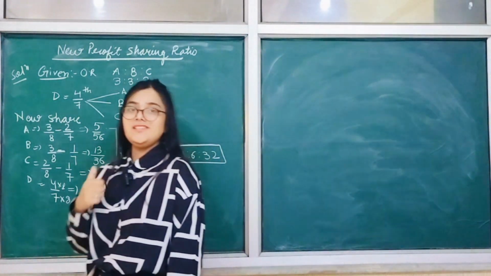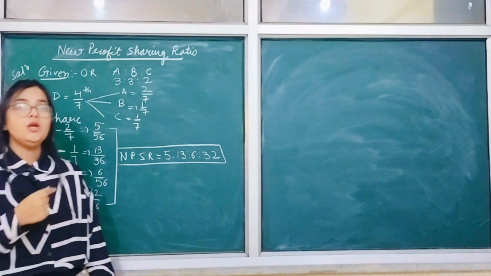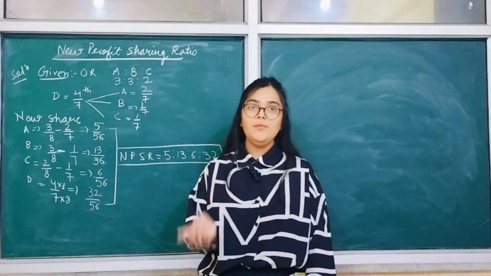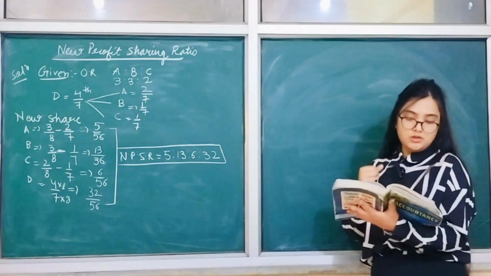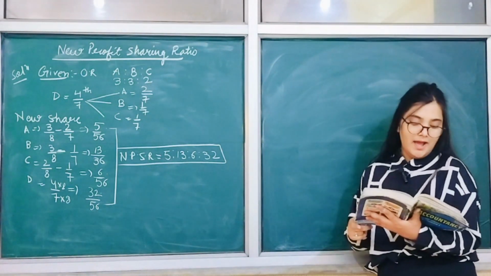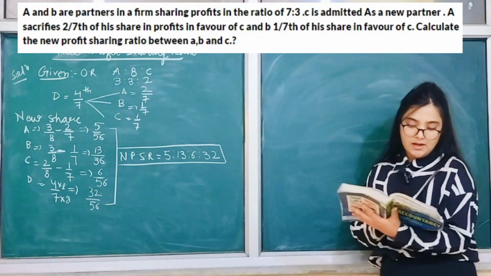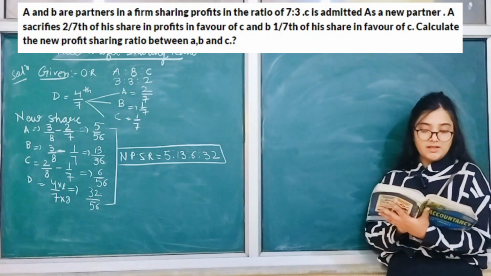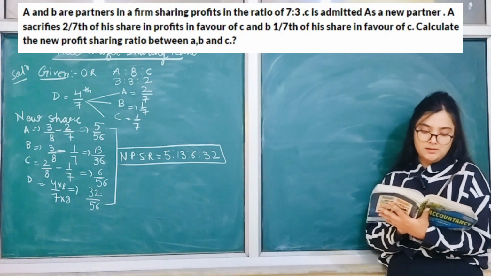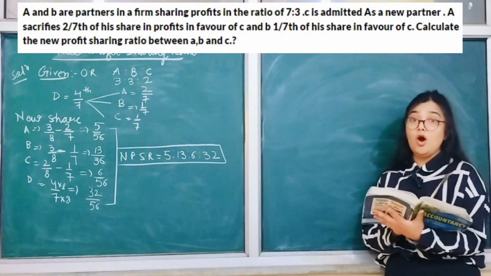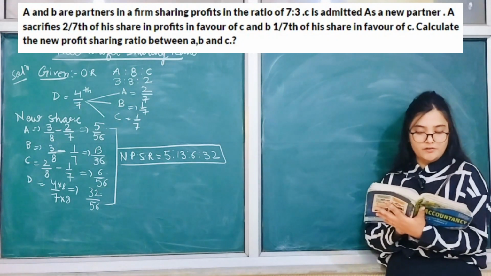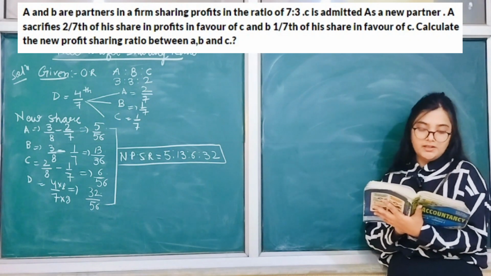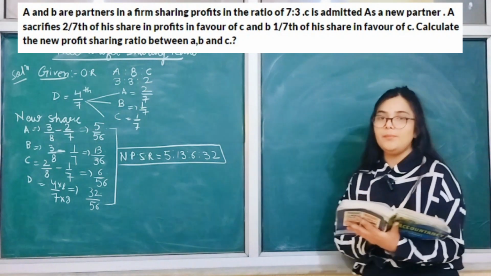Now, if this is clear to you, I'm going to take one more question, which is another pattern of new profit sharing ratio. So, without wasting any time, let's take another question, and the question you can see on your screen. A and B are partners in a firm sharing profits in the ratio 7:3. C is admitted as a new partner. A sacrificed 2/7 of his share in profits in favor of C and B sacrificed 1/7 of his share in favor of C. Calculate the new profit sharing ratio between A, B and C.